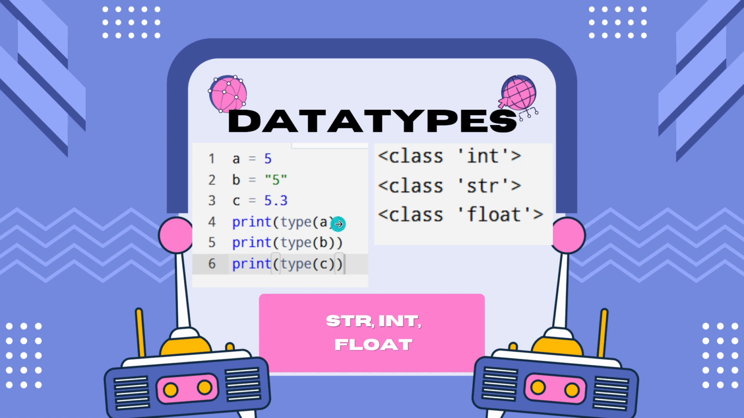If you want to find out which type of data this is, you can just type print type and then the variable name. But don't forget the brackets.